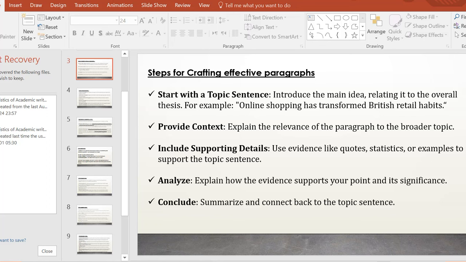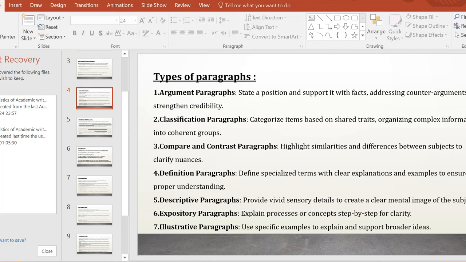Then include the supporting details like quotes, statistics, examples, illustrations, etc. to support your topic details. Then in the next session, analysis, you have to give evidence that supports your point and includes your significance to emphasize the significance of your topic. Then in the last section, the conclusion section, you have to summarize the whole content and focus on your topic and come back to the topic sentence. So these are the steps for crafting an effective paragraph. And the next thing is types of paragraphs.